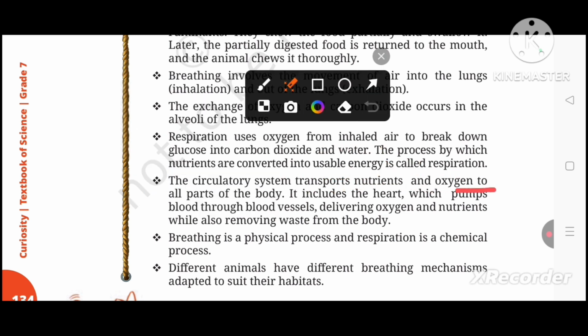The circulatory system transports nutrients and oxygen to all parts of the body, including the heart, which pumps the blood through the blood vessels, delivering oxygen and nutrients to the cells while also removing waste from the body. Breathing is a physical process while respiration is a chemical process. Different animals have different breathing mechanisms adapted to their habitats.